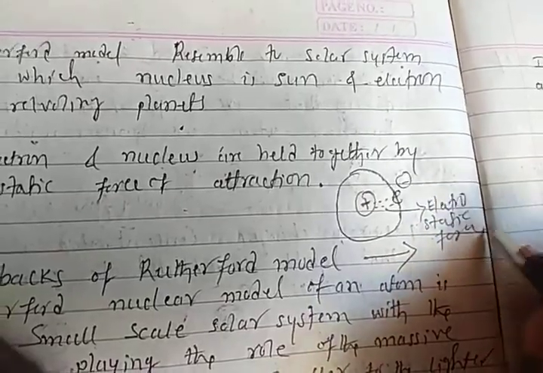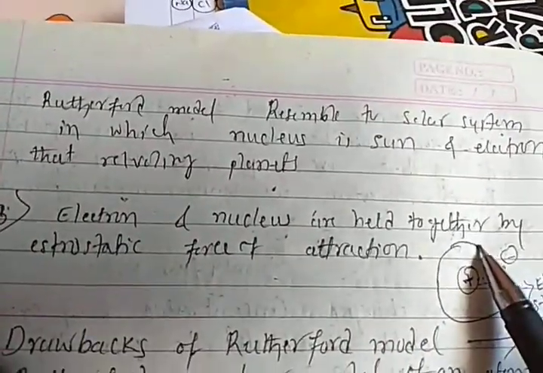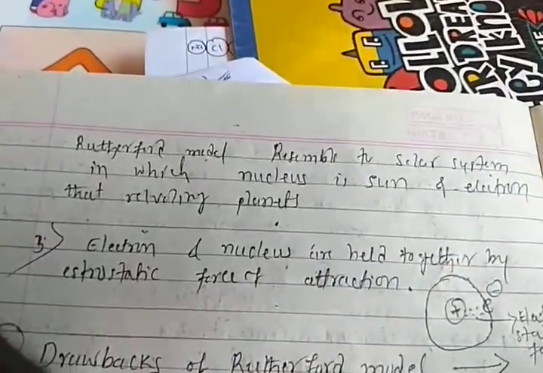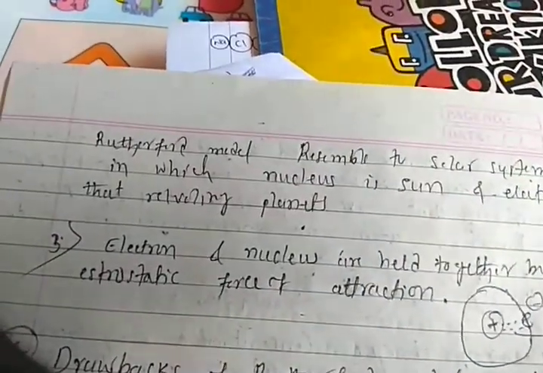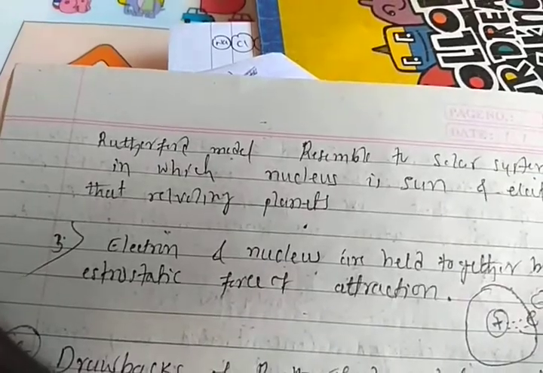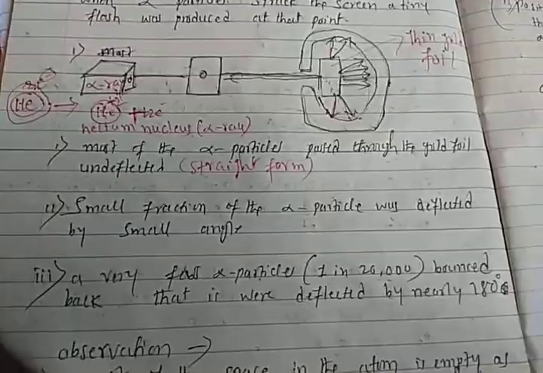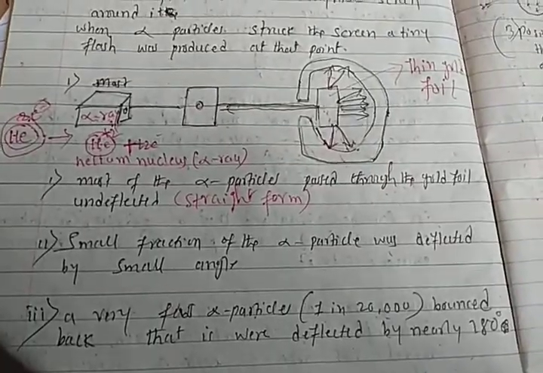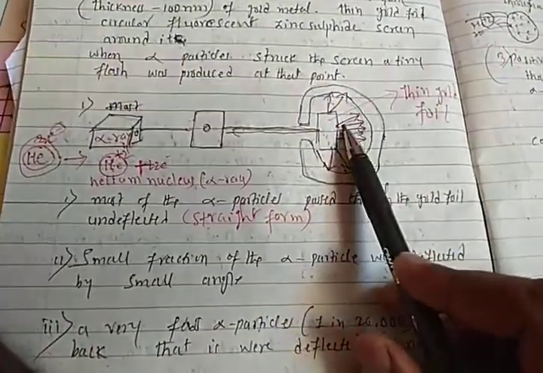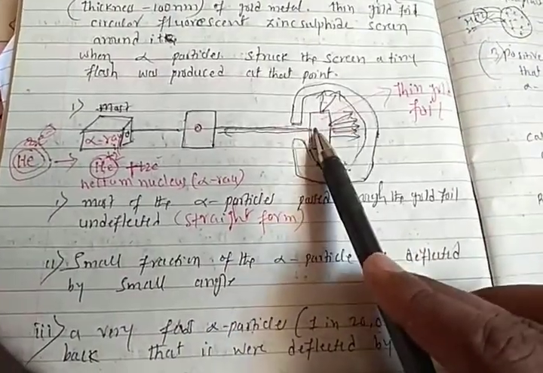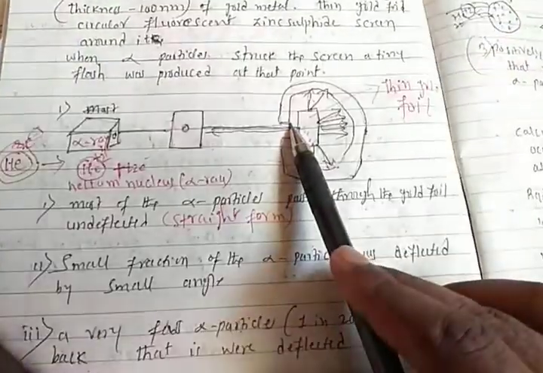Electrostatic force of attraction, right, students? These are explained by Rutherford, who used gold foil through which he was passing alpha rays. He concluded that when alpha particles pass through the gold foil, the foil contains atoms through which the alpha rays are passing.